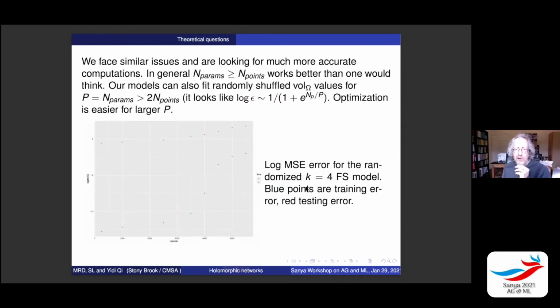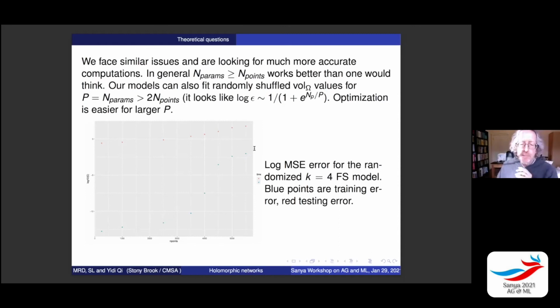And so we can do the same kind of thing to see that at least we're talking about the same type of problem here. Suppose you scramble the values of the holomorphic volume form that you're trying to fit. And now you ask, can your model actually learn the Kähler potential that fits those? And of course, the answer is if you have fewer points than parameters, you can learn it.